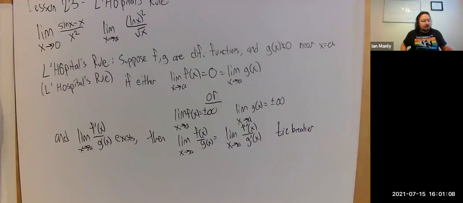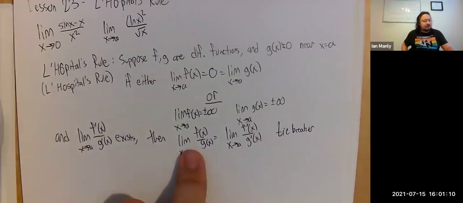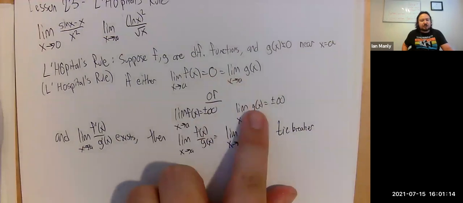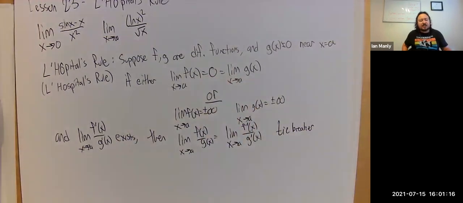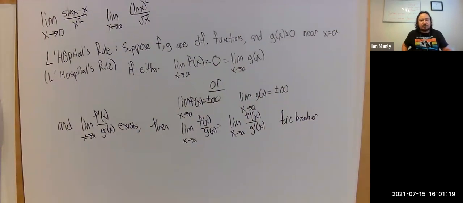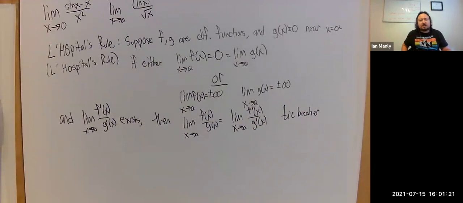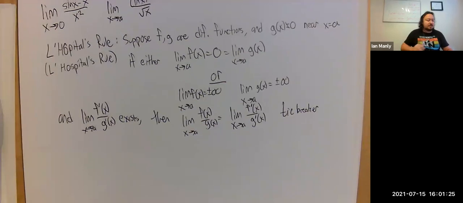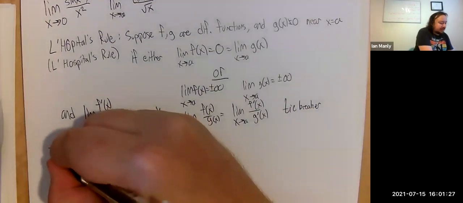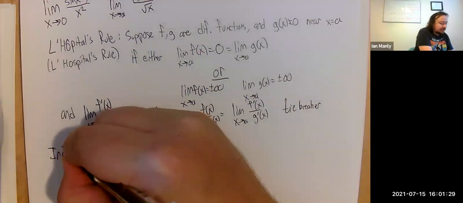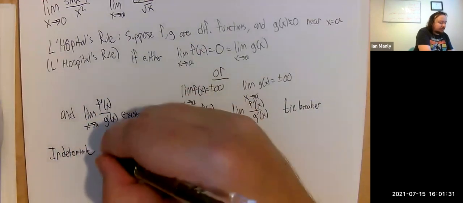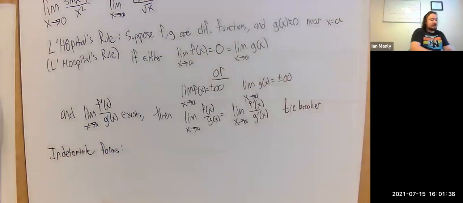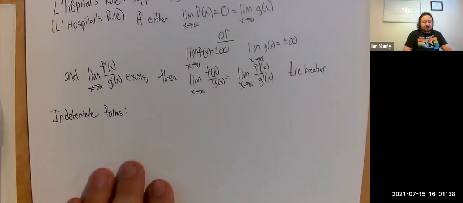All right. Now, L'Hopital's rule specifically lists 0 over 0, if we have this condition, or infinity over infinity as cases where we can use L'Hopital's rule. But it turns out that there are actually 7 different situations, not just 2, where we could use L'Hopital's rule. And these 7 situations are called the indeterminate forms. All right, so let's take a look at what these are.